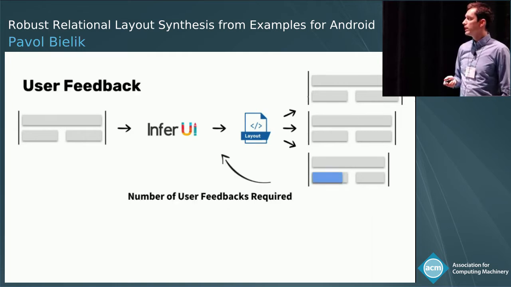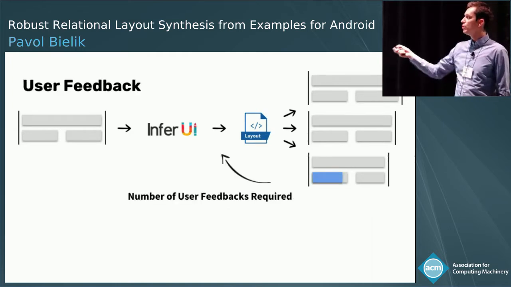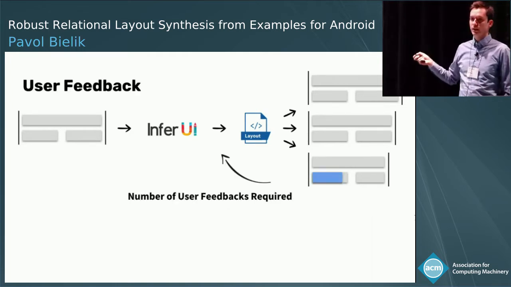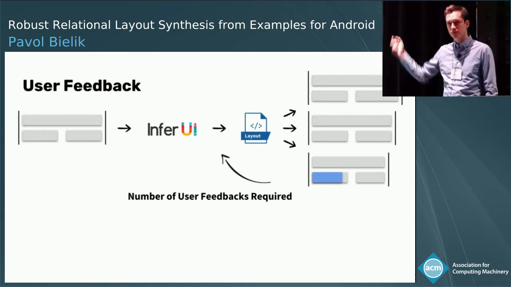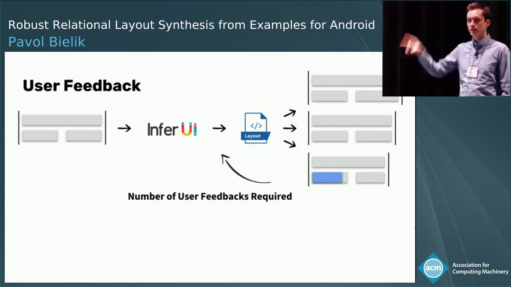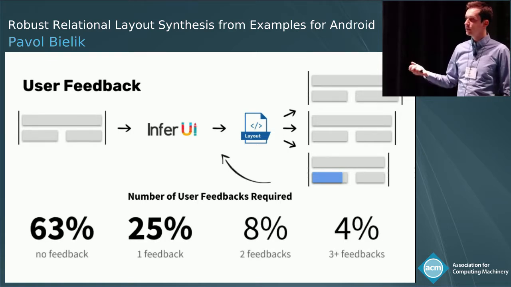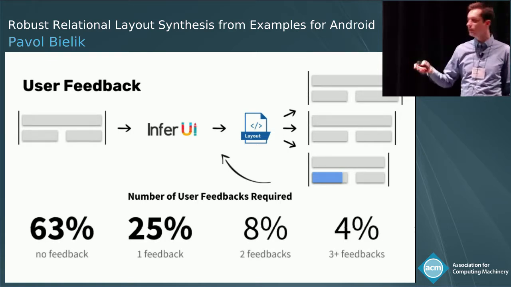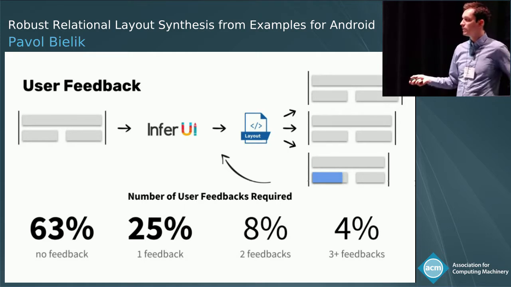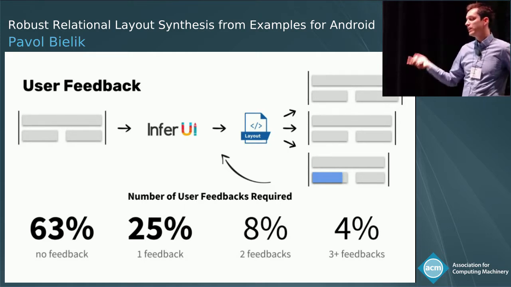And then we can also try a user experiment that says, if we do this loop and now show this to the user, and the user tells us what was wrong, and we synthesize again, how many of these loops do we actually need to do? It turns out that in 62% of the cases, we immediately get the right thing. In 5% of the cases, we need one feedback, and in 8% of the cases, we need two feedbacks.